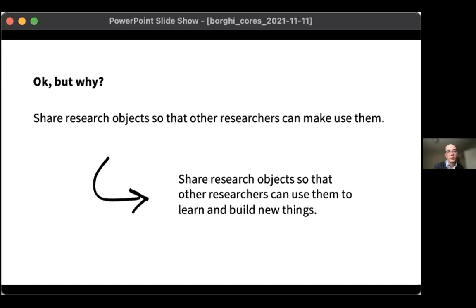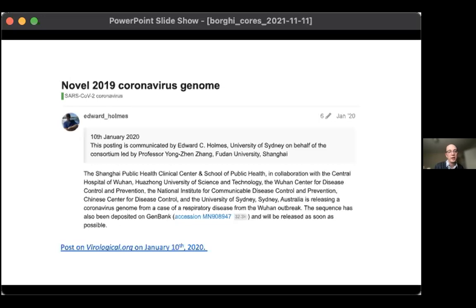And so that's one really compelling argument, I think: as we are creating these things, it makes sense to share them so that other people can use them. Probably the most striking example of this to me in the last year and a half is the sharing of the COVID genome on January 10th of 2020.